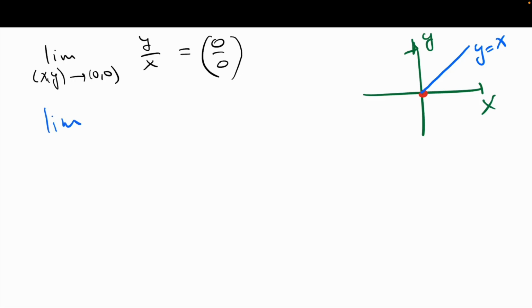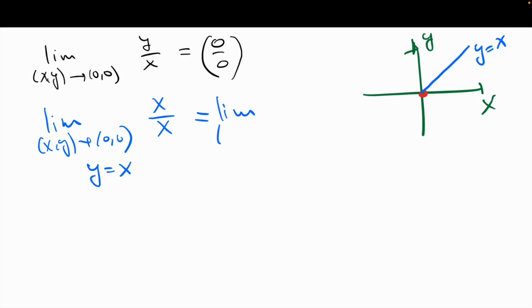So let's calculate the limit when (x, y) goes to (0, 0), but when y is equal to x. If y is equal to x, we are going to have x over x, and x divided by x is 1. So the limit when (x, y) goes to (0, 0) of the number 1 is just 1. So we calculate that if we approach (0, 0) in this direction, the limit is 1.